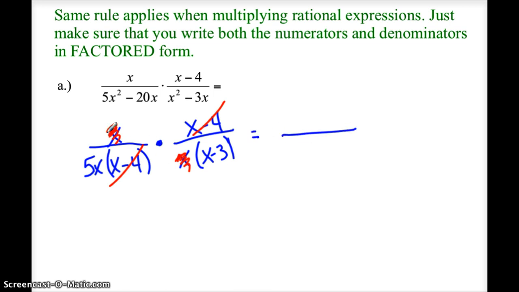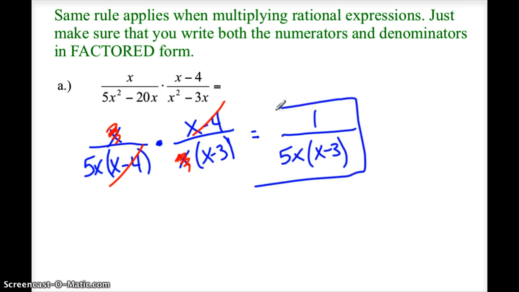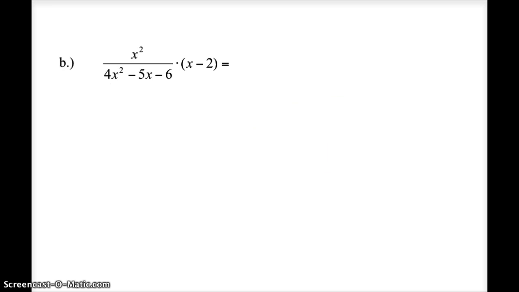Now we're going to go across the top. Wait a second, there's nothing left, so you fill it with a 1. Going across the bottom, I've got that 5x and then that x minus 3. Okay, so this would be my simplified answer after multiplying. So we don't actually multiply like you're used to, but this is what we do for rationals. So let's look at another one.